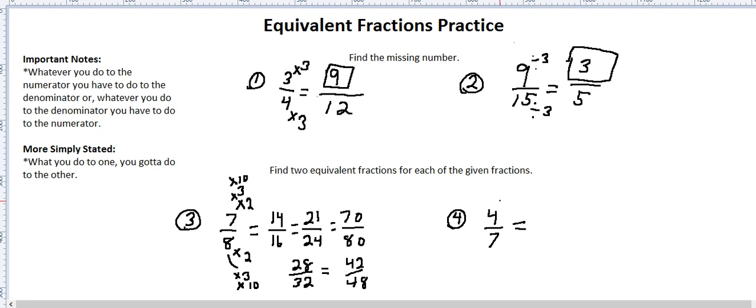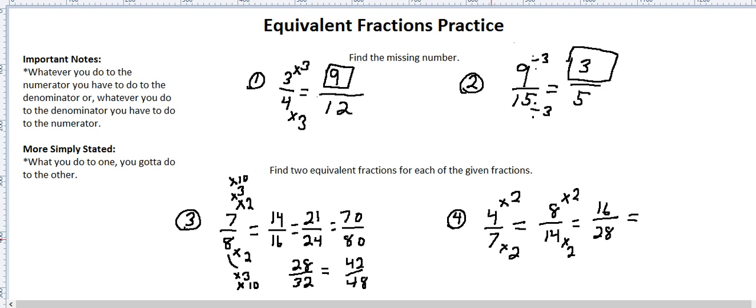All right, I find it easiest to start with multiplying them both by 2. What I do to one, I've got to do to the other. 4 times 2 is 8. 7 times 2 is 14. And what you can do is just start with this one and multiply it by 2. Since those are equal to each other, as long as you do the same thing to the top and the bottom, they will stay equal. So 8 times 2 is 16. 14 times 2 equals 28.